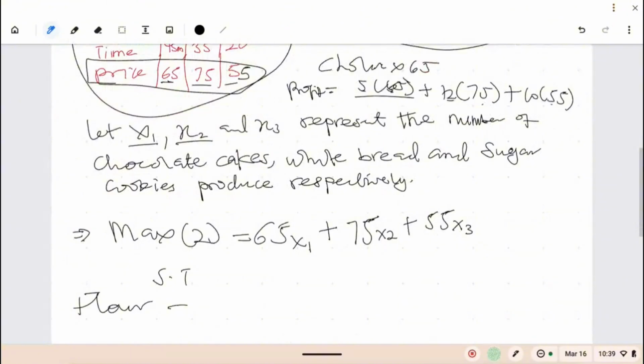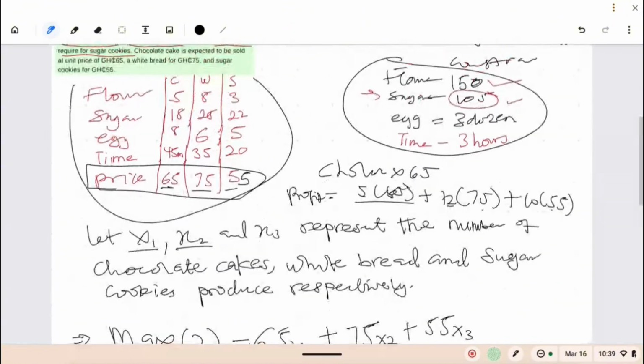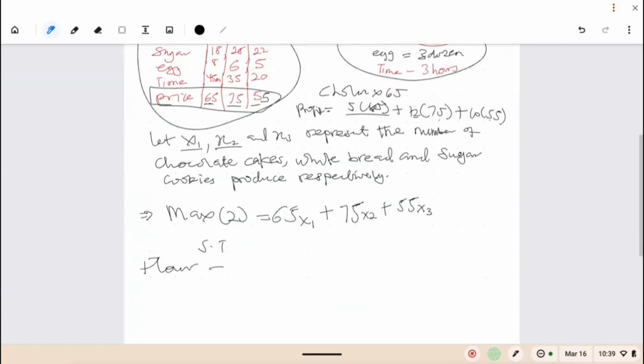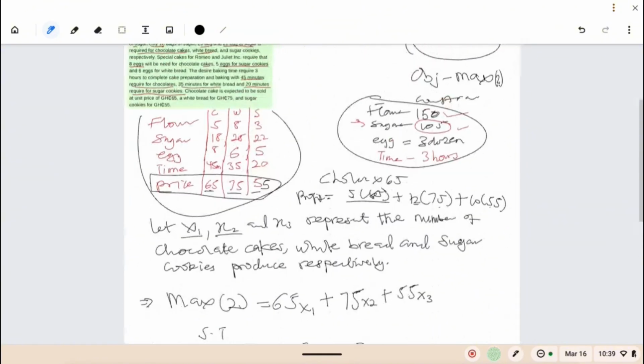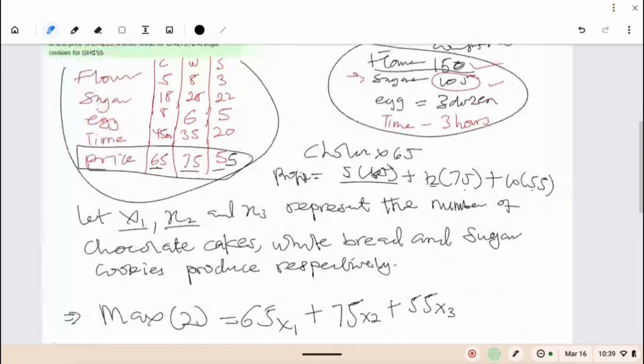And then flour, they said their portion is 5, 8, 3. That's 5 for chocolate, 8 for white bread, and 3 for sugar cookies. So 5 x1 plus 8 x2 plus 3 x3. And then here they said the flour available was 150. So they had 150 flour available.